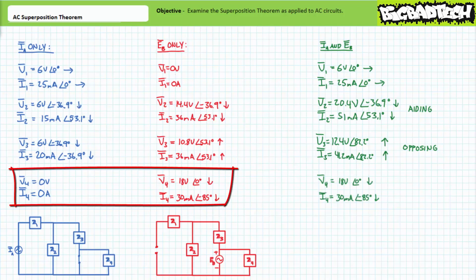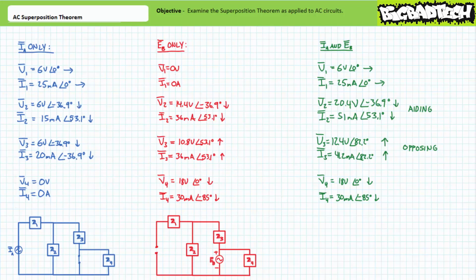Finally, given current source IA induces no current through impedance element Z4, and voltage source EB induces 30 milliamperes at an angle of negative 85 degrees through impedance element Z4 top to bottom, it can be said when these effects are superimposed upon one another, impedance element Z4 ultimately experiences 30 milliamperes of current at an angle of negative 85 degrees, traveling top to bottom. Following similar methodology, the voltage drop across impedance element Z4 is 18 volts at an angle of 0 degrees, oriented positive to negative, top to bottom.